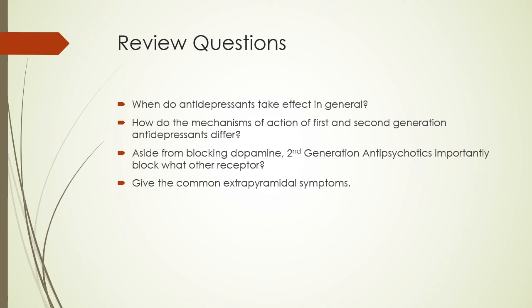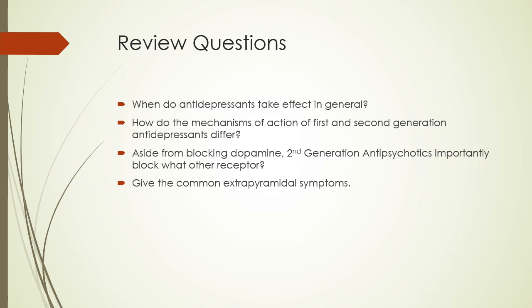Okay, next, how do the mechanisms of action of first and second generation antidepressants differ? First generation, you have SSRIs. Okay, so they just increase serotonin in the synapse. And the second generation antidepressants have activity on both serotonin and norepinephrine, increasing them in the synapse. And second generation antidepressants, although not very common, can produce a cure.